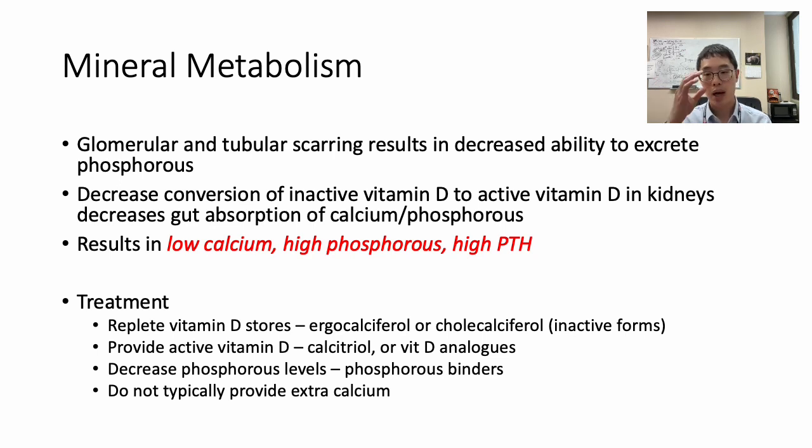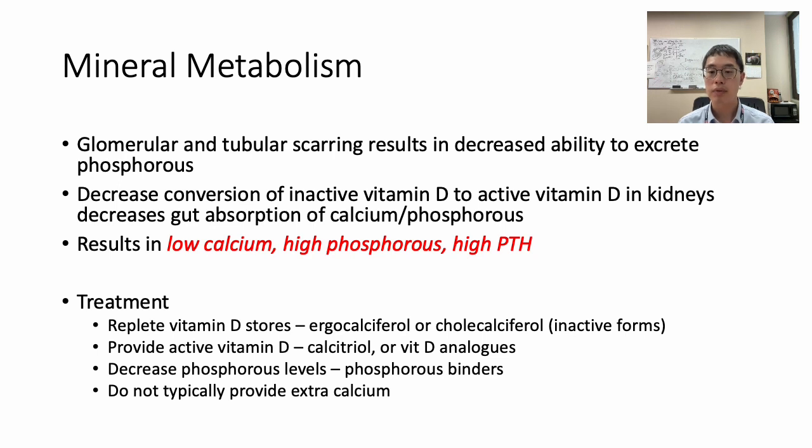The treatment of mineral metabolism issues in chronic kidney disease is aimed at preventing long-term outcomes such as an increased risk of fractures or cardiovascular disease. We typically want to replete vitamin D stores in earlier stages of chronic kidney disease when the kidney is able to convert the inactive form of vitamin D to active forms of vitamin D. At later stages of chronic kidney disease, we must provide the patient with active forms of vitamin D called calcitriol, since the kidney will only be able to convert a small amount of the inactive vitamin D to active vitamin D to have its intended effects.